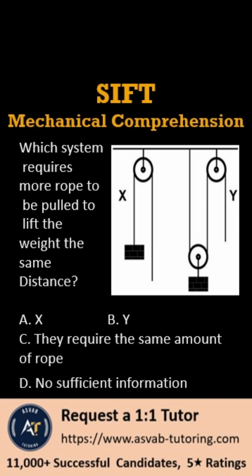Which system requires more rope to be pulled to lift the weight the same distance? Option A is X. B is Y. C. They require the same amount of rope. D. No sufficient information. The correct answer is B.